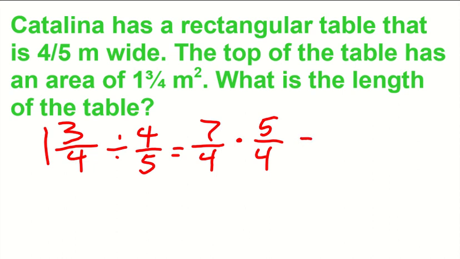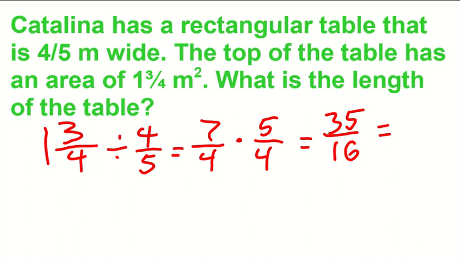Straight across the top, 5 times 7 is 35. Straight across the bottom, 4 times 4 is 16. I can't simplify that. Nothing goes into 35 and 16. But if it's a multiple choice, you could see it as a mixed number, okay?